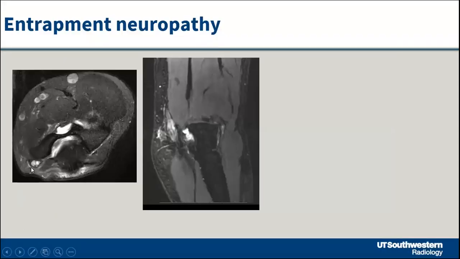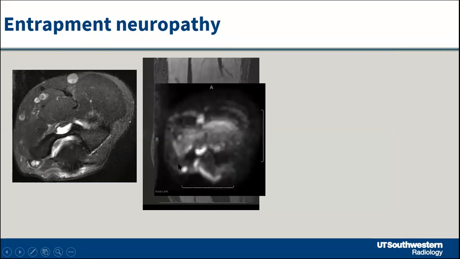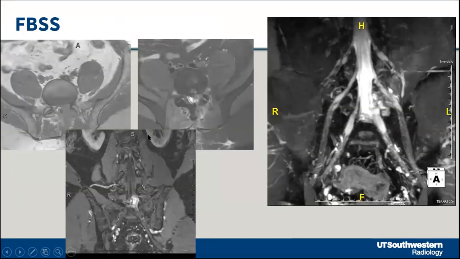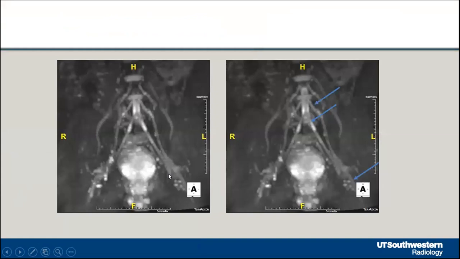With entrapment neuropathies, you will see this enlargement of the nerve, scarring around it. You will see bright nerve on DWI or DTI. And then this is a normal median nerve. This is how the tracts will be missing if there's more of the axonal degeneration. And these are the remaining normal nerves. Failed back surgery I showed you, so let's leave that alone.